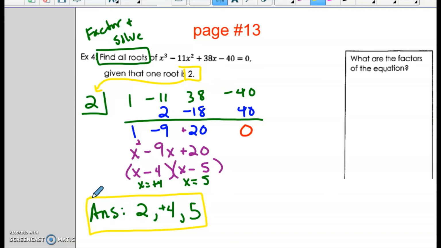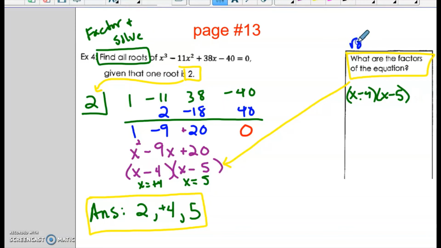Now, the extension to this problem says, what are the factors of the equation? And there, 2 of them are sitting right here. So we can just go ahead and say, well, I know 2 of them, x minus 4 and x minus 5 are 2 of the factors. And then we can use the root equaling 2 of the original problem to work backwards and say that we can also have the factor x minus 2.